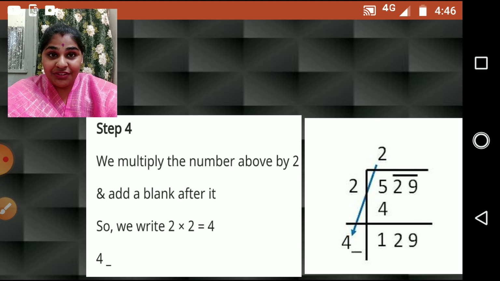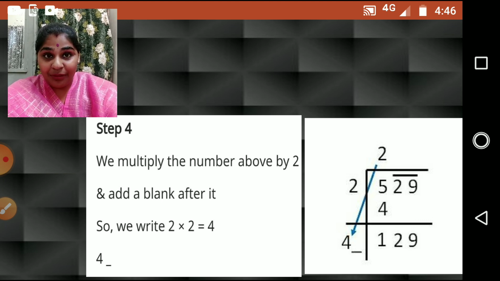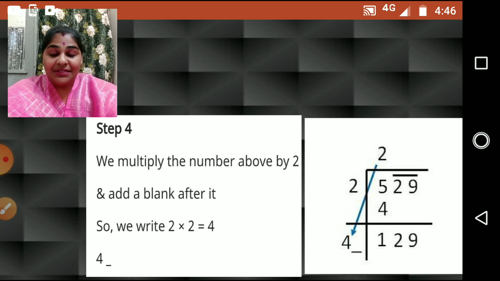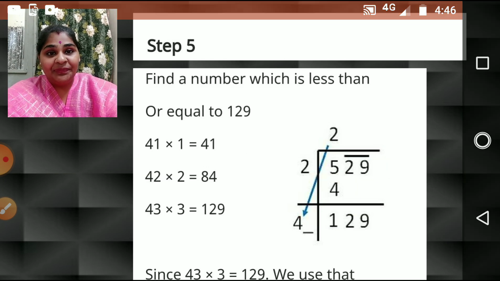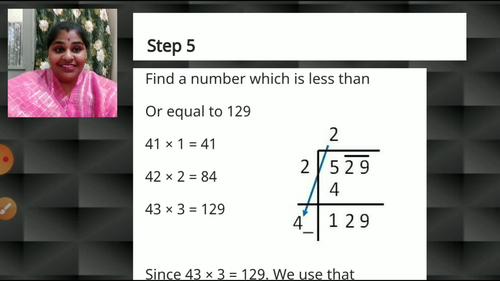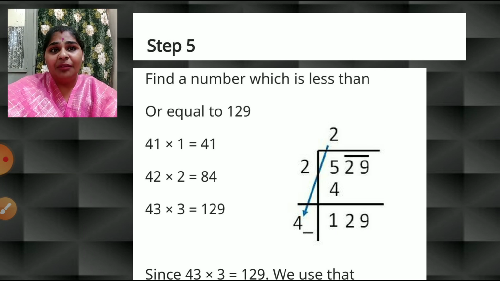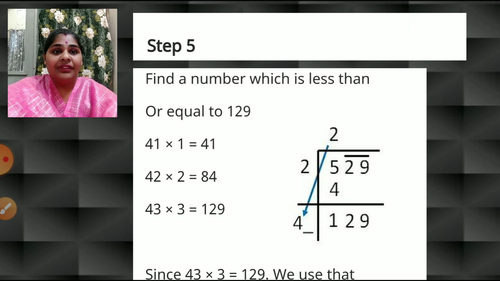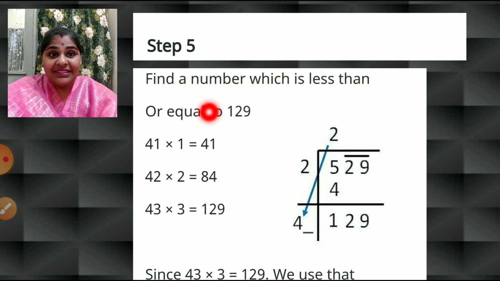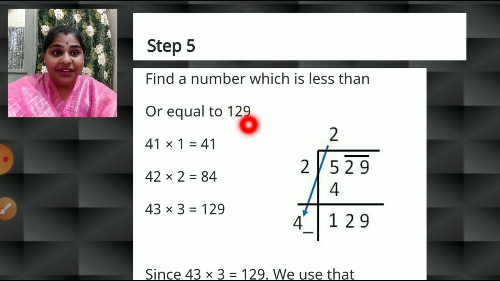Till here it is understood. Whichever number is there in the question, you have to double it, that is, multiply by 2. So 2 2s are 4, that you have to take to the left hand side. Now step 5 is to find a number which is less than or equal to 129.